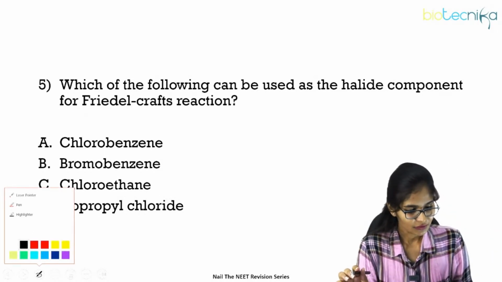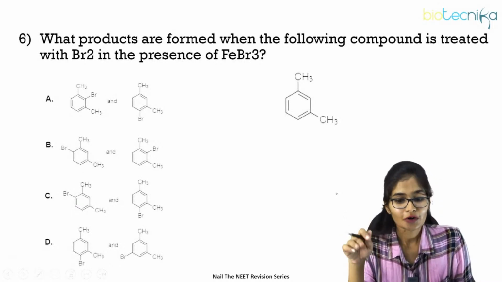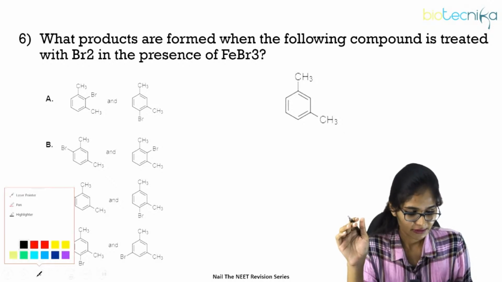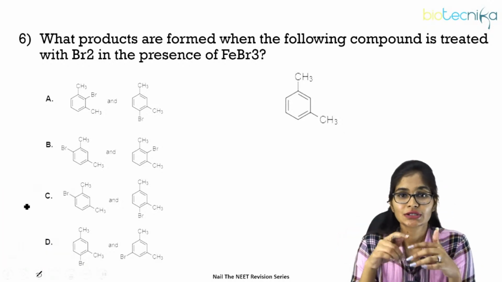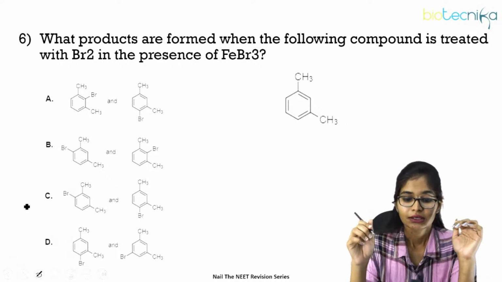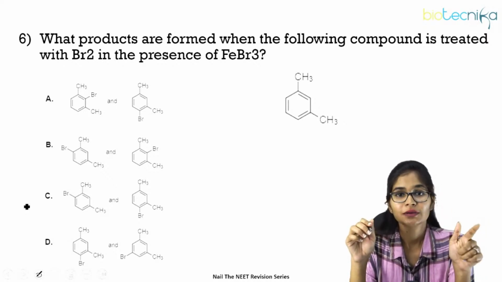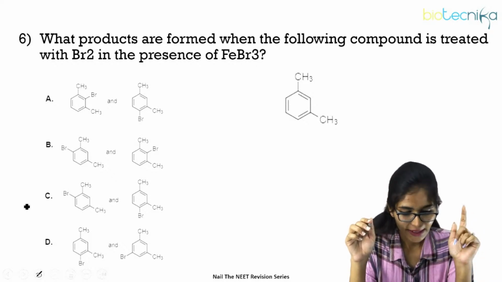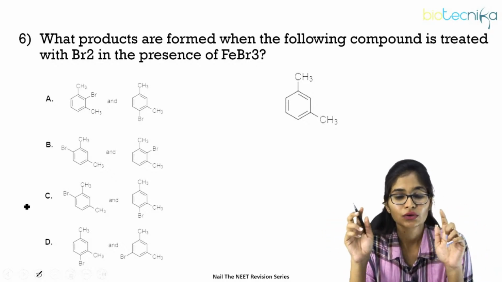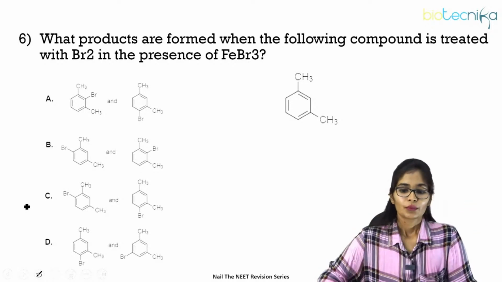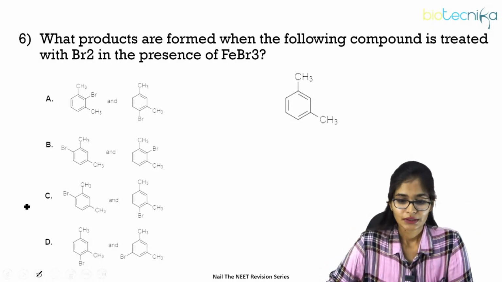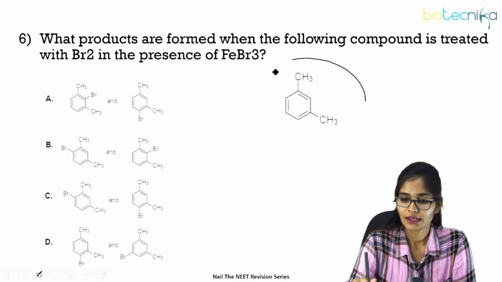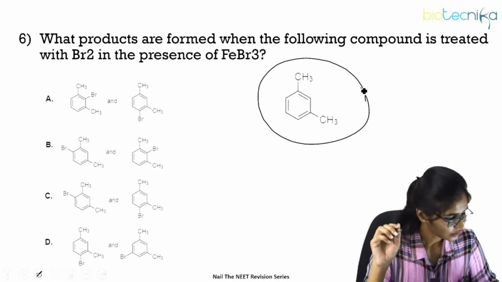Okay, so now coming to the next question: what products are formed when the following compound is treated with Br2 in the presence of FeBr3? This is another halogenation type of reaction, where you are doing bromination. On the benzene you already have two substituents. Meta-xylene they have given. Only Br you are going to attack. Now you have to tell me where exactly you can substitute the bromine on the given reactant. So just try to answer me what you can say.